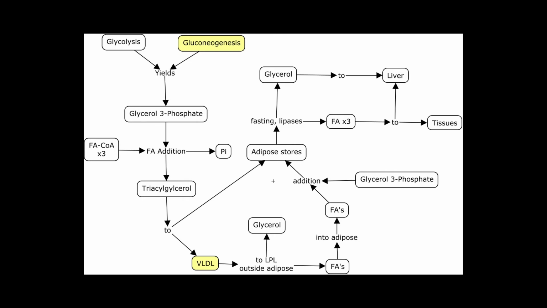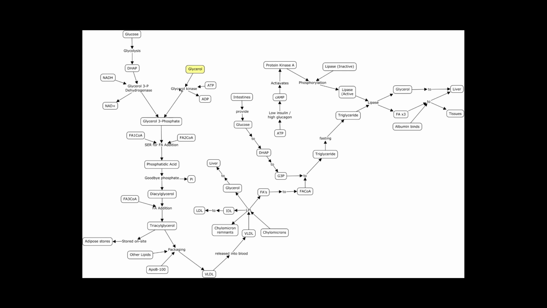If you don't eat for a while, you're going to fast, and then lipases are going to break down your triglyceride into glycerol and 3 fatty acids. Glycerol is going to go to the liver. The fatty acids are going to go to the liver and the tissues. Now let's look at more specifics.